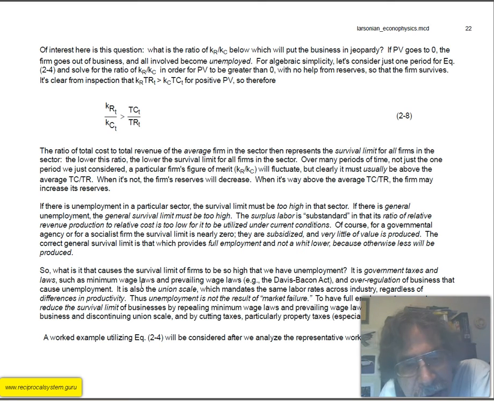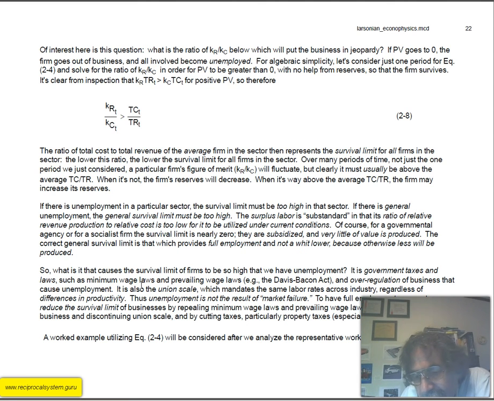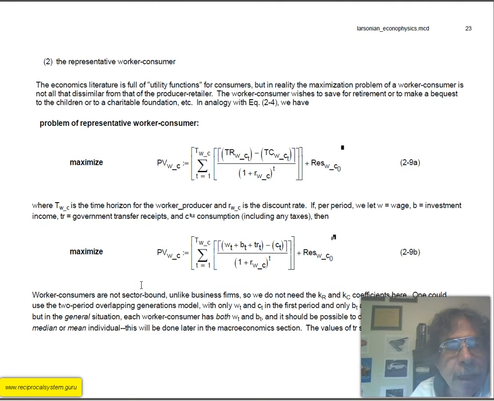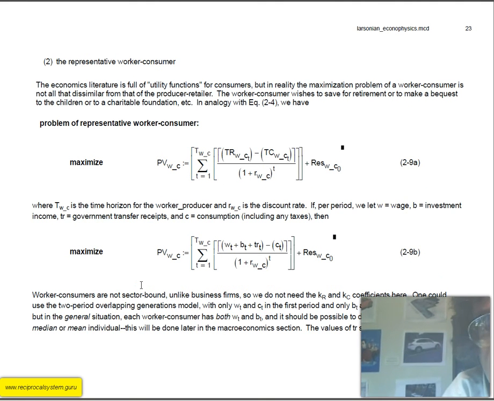To have full employment, we must reduce the survival limit of businesses by repealing minimum wage laws and prevailing wage laws, by deregulating business and discontinuing union scale, and by cutting taxes, particularly property taxes, especially in business downturns. At least with the income tax, it depends on the profit of the business, but property taxes are fixed, so they should definitely be cut in business downturns. Okay, now, a work example utilizing equation 2-4 will be considered after we analyze the representative worker consumer, which we will do now. So this is subsection 2, the representative worker consumer.